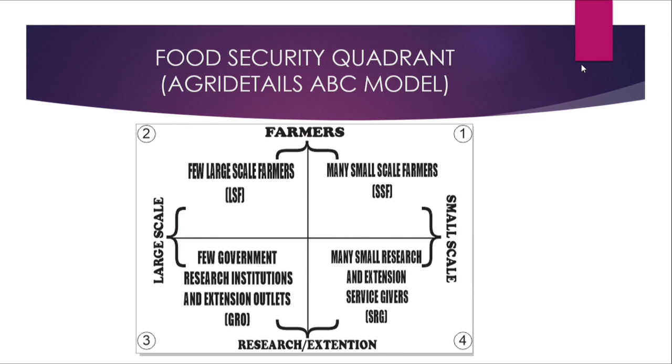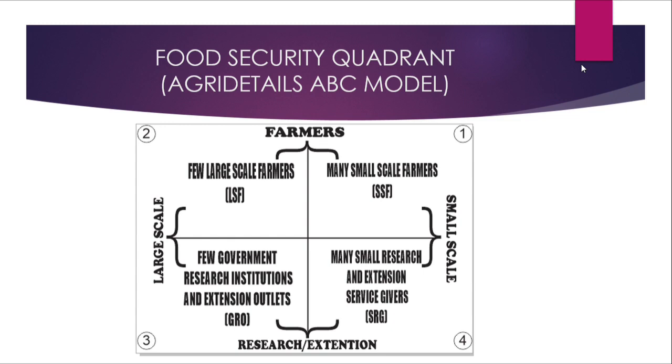Food security quadrants. Agri-Detail's ABC model. So this is where we are going. We are not telling you that all the factors mentioned in the beginning are not important. No. All the factors must be dealt with. All the necessary things must be put in place for us to say we are food secure. But we are going to be focusing on this particular quadrant now.